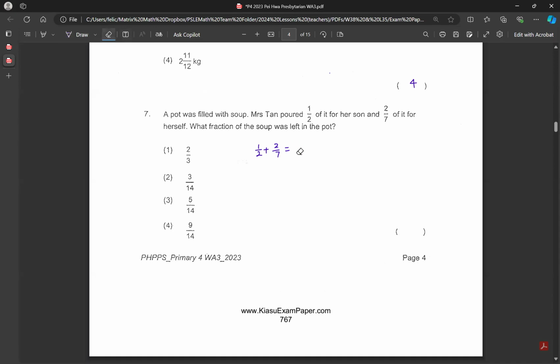Okay, I think I shall write it in the next slide. So when you do addition and subtraction, remember to make the denominators the same. Okay, then this one will be 4 over 14. So what she poured for herself and for her son is 11 over 14. So now you want to find the left. You just take 1 whole minus 11/14, which will give us 3 over 14 of the pot left.